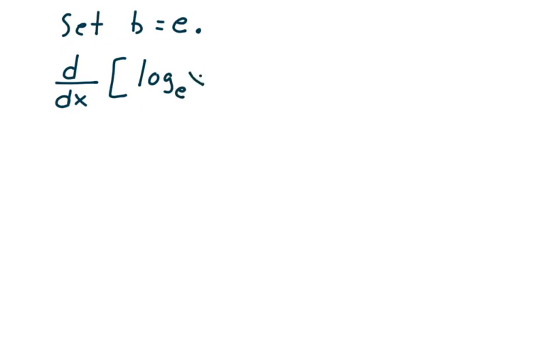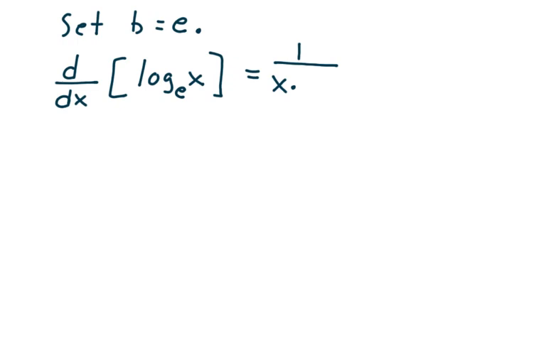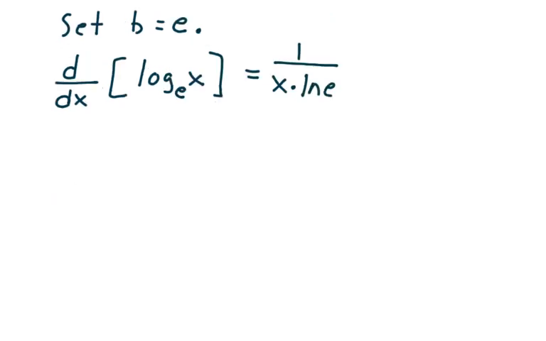Now set b equal to e. And then what we want to do is figure out the derivative of log base e of x. Now there's another way to write that, which we will do in just a minute. Now this is 1 over x. Remember, I'm replacing b with e. And so I'm going to take 1 over x times natural log of e. But remember that the natural log of e is 1. And so this is just 1 over x.